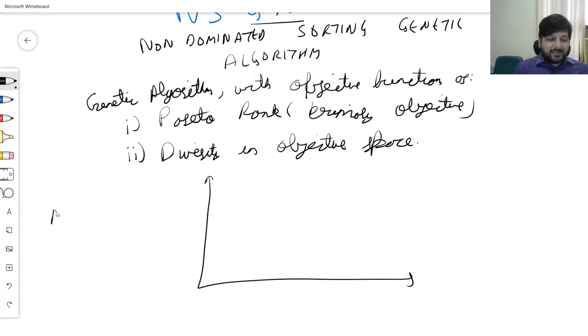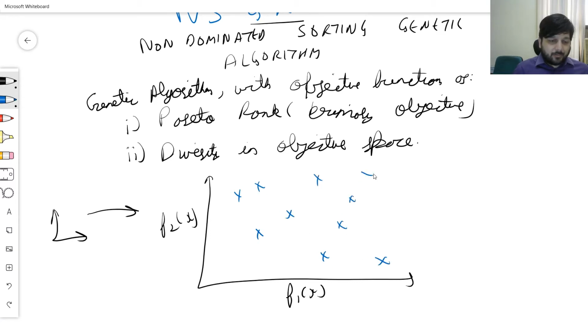Again, there is a decision space I'm not drawing. It gets mapped to objective space. I am drawing f1(x), f2(x). And let's consider some individuals. So now what I do is I find out what is a Pareto front. This is the one that has nothing in its bottom left. So this is non-dominated. This doesn't have anything in its bottom left. So this is non-dominated. This does not have anything in its bottom left.